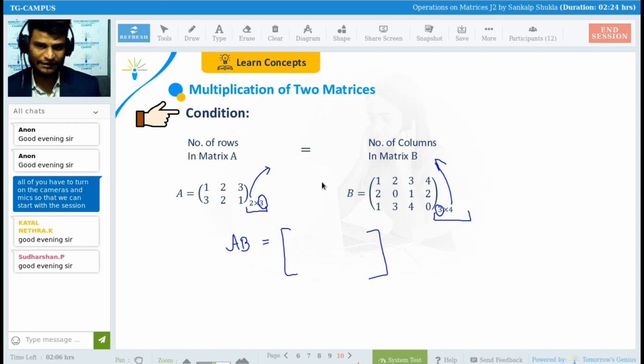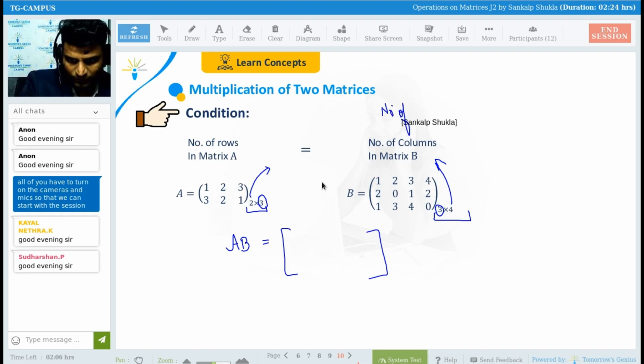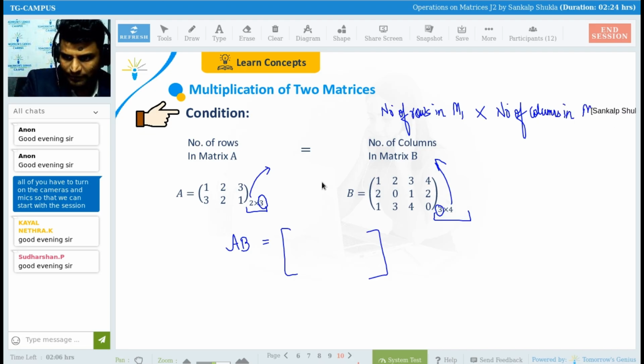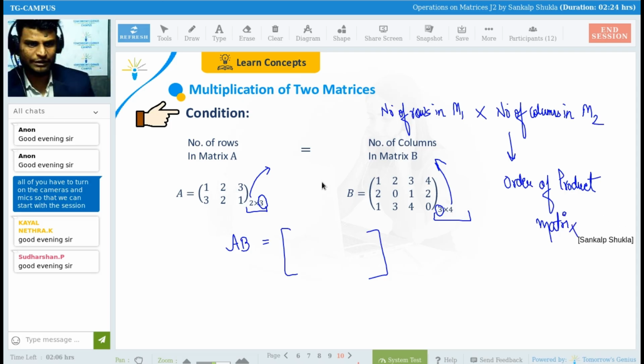So order is what? Order is number of rows in matrix 1 multiplied by number of columns in matrix 2. I should write this also. Number of rows in M1 cross number of columns in M2. So this is what? This will give you the order of the product matrix. Okay. So everybody please note that.